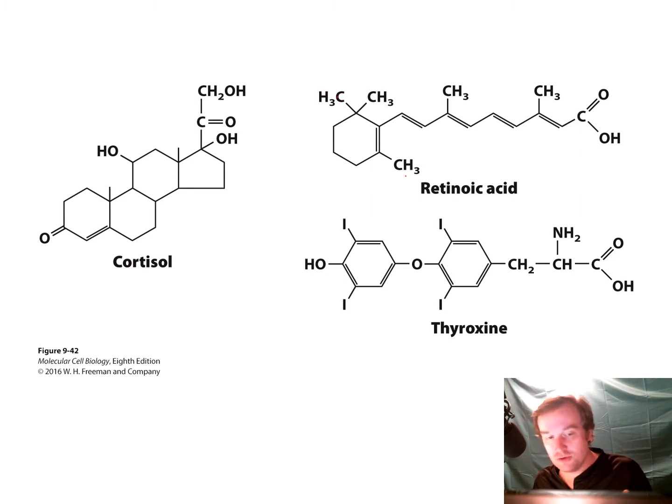They diffuse through the plasma and nuclear membranes, and they interact directly with transcription factors, including this nuclear receptor superfamily. So we have some examples here of retinoic acid, cortisol, and thyroxine, and these are ligand receptor complexes that function as transcription activators.